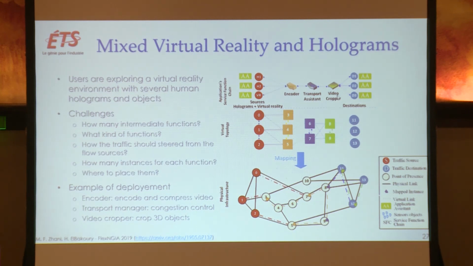The idea of a video cropper is that we don't need to send all the data to everybody. At some point, maybe we will send the whole environment to the three destinations, but inside the network, for example, Professor KK is looking at me, so I can crop all the data and just send the traffic of my hologram, depending on the context of the application. You can see the different steps. We translate this, and here we decided that we will have three instances of the encoder, two instances of the transport assistant, and two of the video cropper.